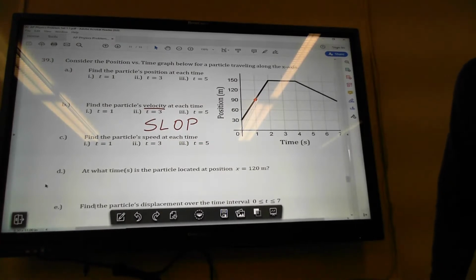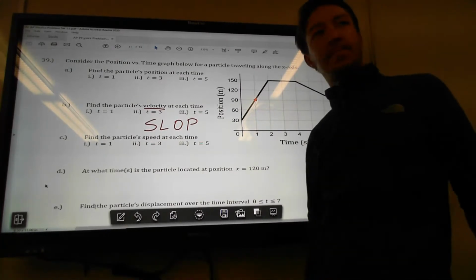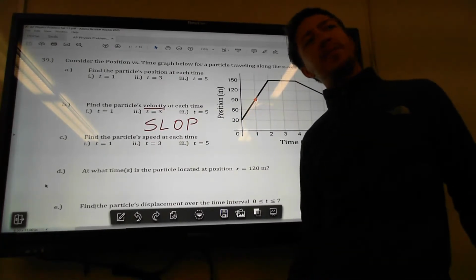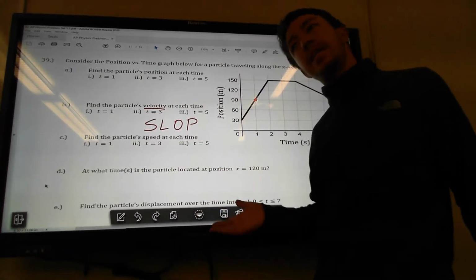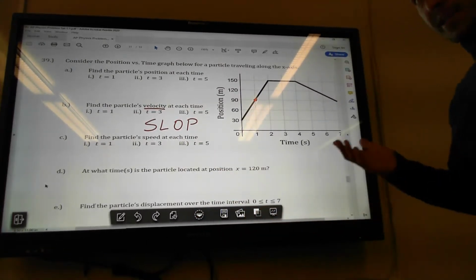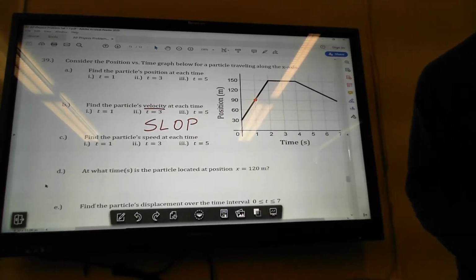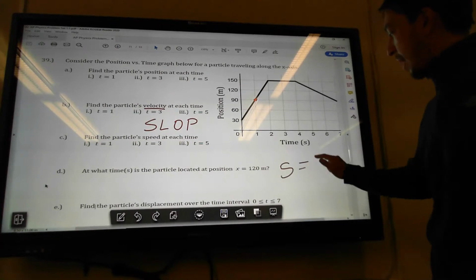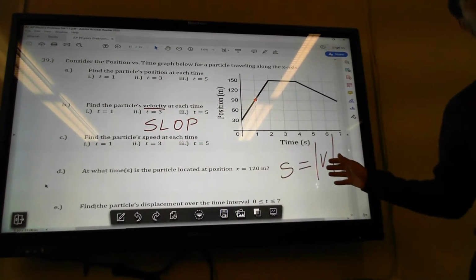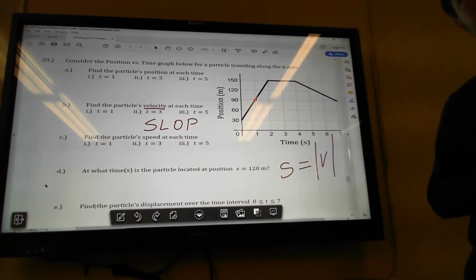How do you find speed? That's slope, but you just always make it positive. That's all speed is. All speed is velocity, but if you want a mathematical statement, speed is just the absolute value of velocity. That's literally all it is.